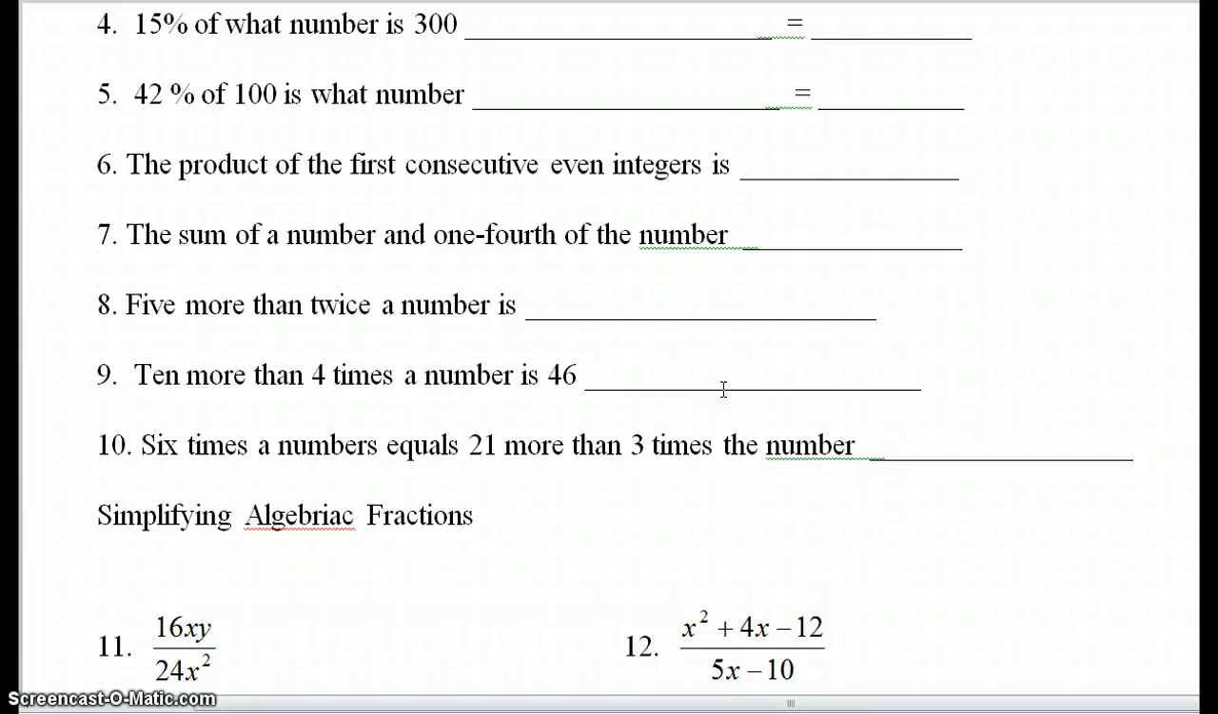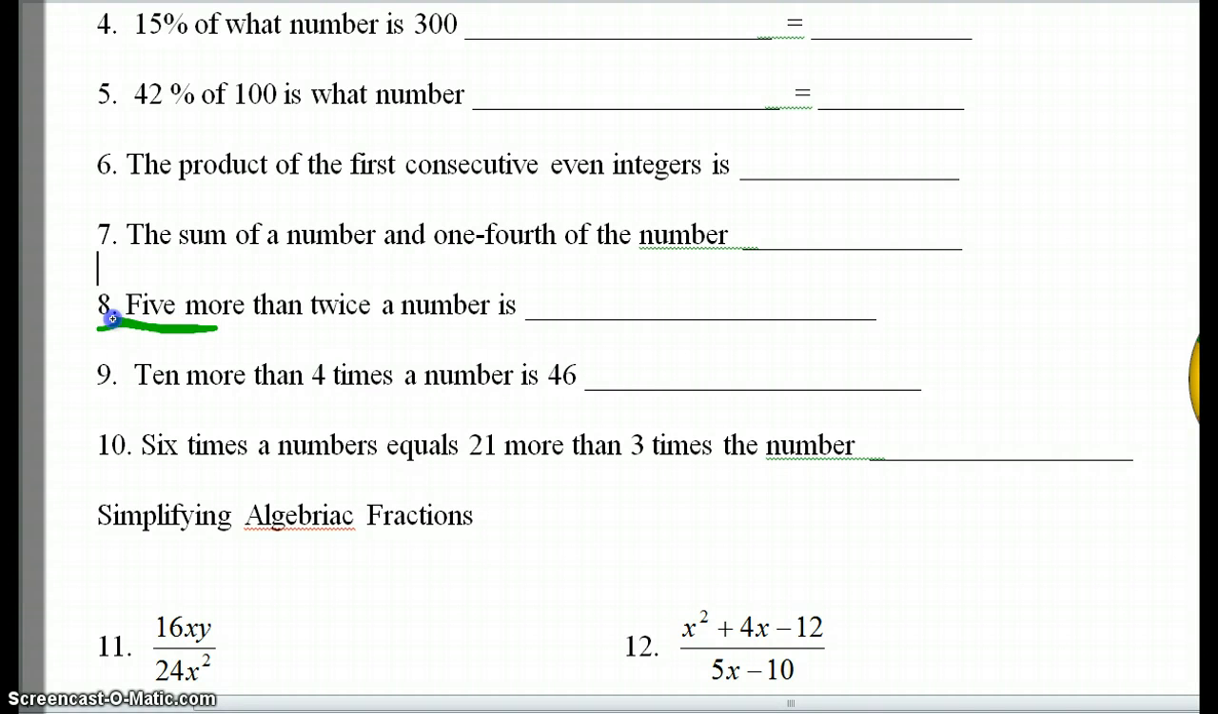So 5 times, let's take a quick translate. 5 more than means more than twice a number is. And then if they give us that value, all we have to do is plug in that value and solve for X.